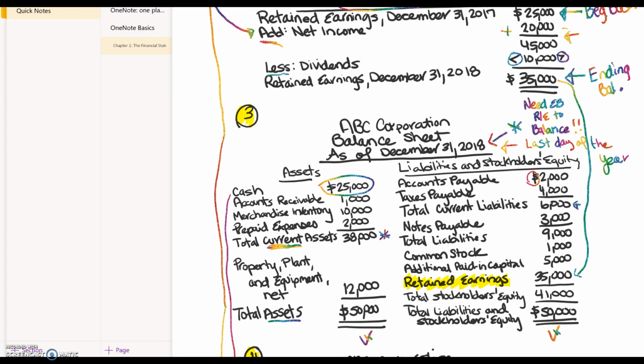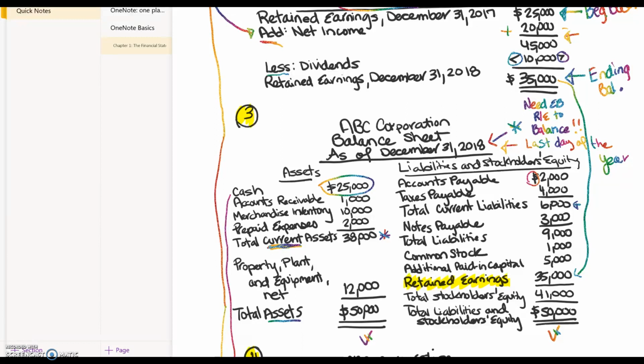We also order our balance sheet in a specific manner. So assets are going to be listed in liquidity order. How quickly can these assets be converted to cash or used? Anything that will be used or converted to cash within 1 year from the balance sheet date is going to be classified as a current asset. So notice that we have cash. Cash is always the most liquid asset. You don't have to do anything to make cash cash.